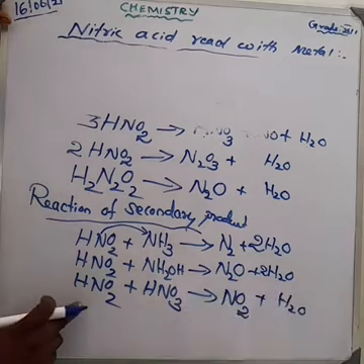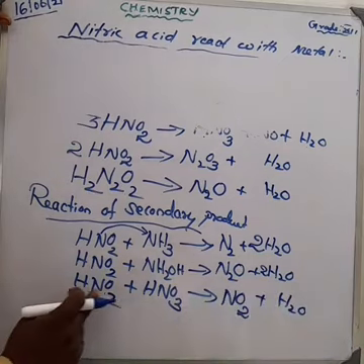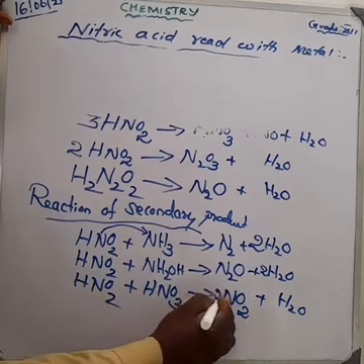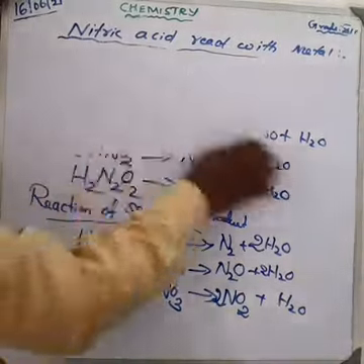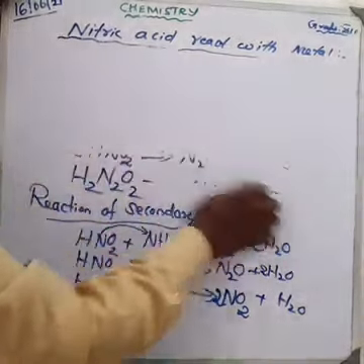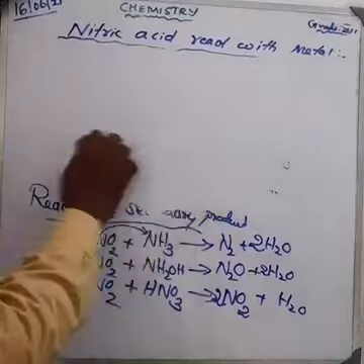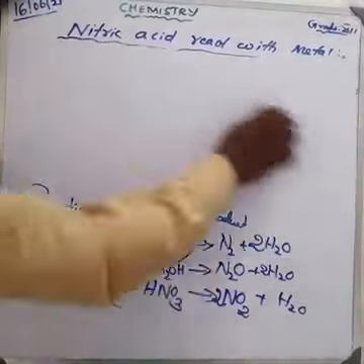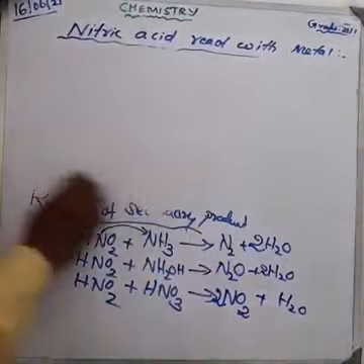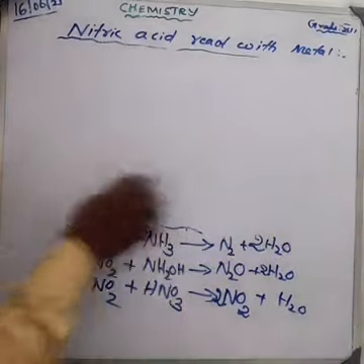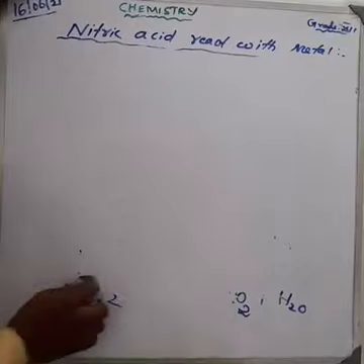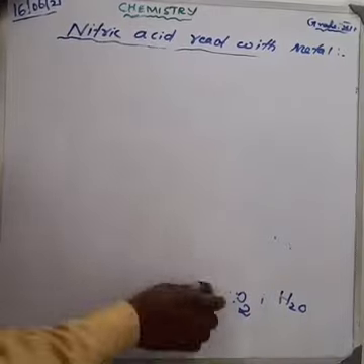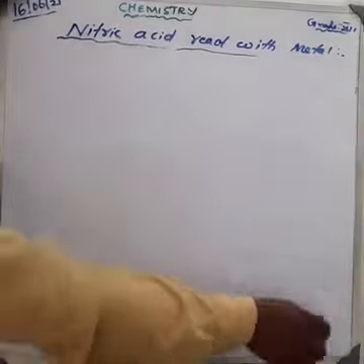How can you balance the equation? The reactant side has 2 nitrogen, so make it 2 NO2. Now the equation is balanced. Am I right, my dear children? I told you that when a metal reacts with nitric acid, we get different products. We have 3 steps. What are the 3 steps here? The first is the primary reaction.